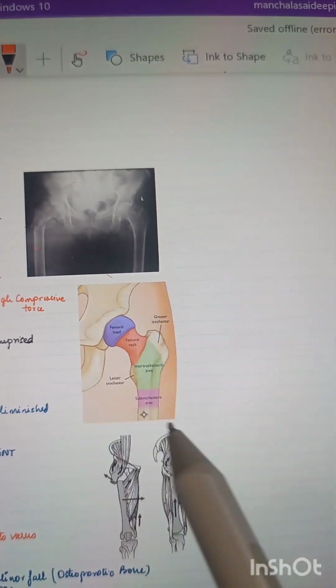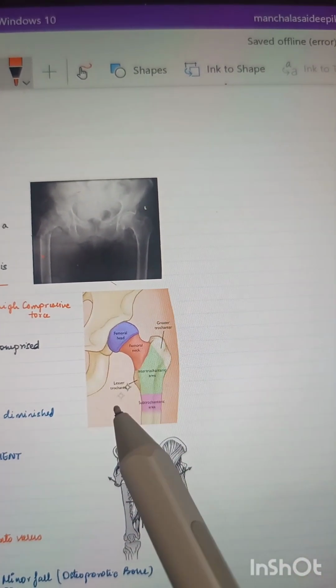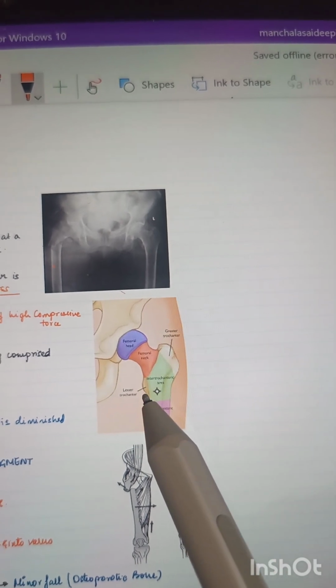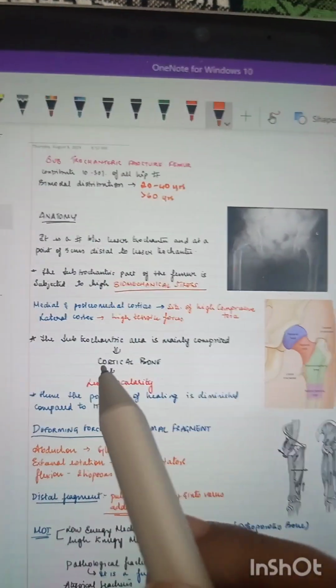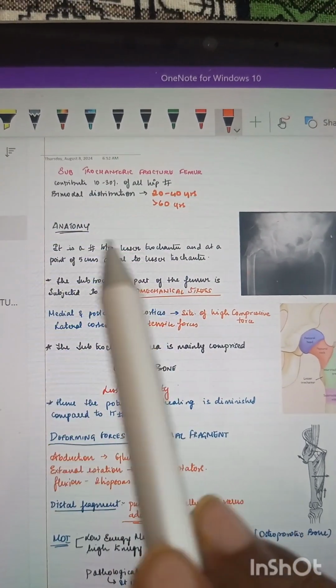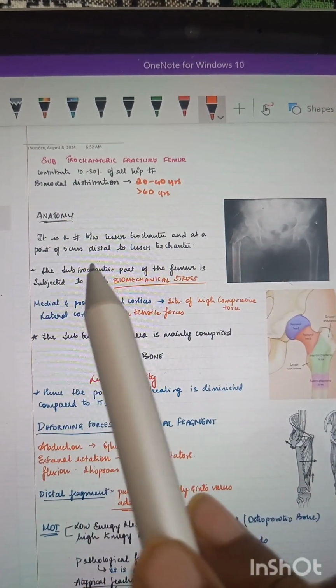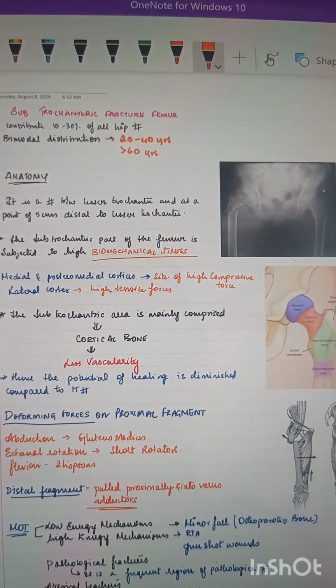Also, in this picture you can see that this is the subtrochanteric area which is present below the intertrochanteric region. It is present 5 centimeters distal to lesser trochanter. Now let us learn about the anatomy. So what is a subtrochanteric fracture? It is a fracture between lesser trochanter and a point 5 centimeters distal to lesser trochanter.